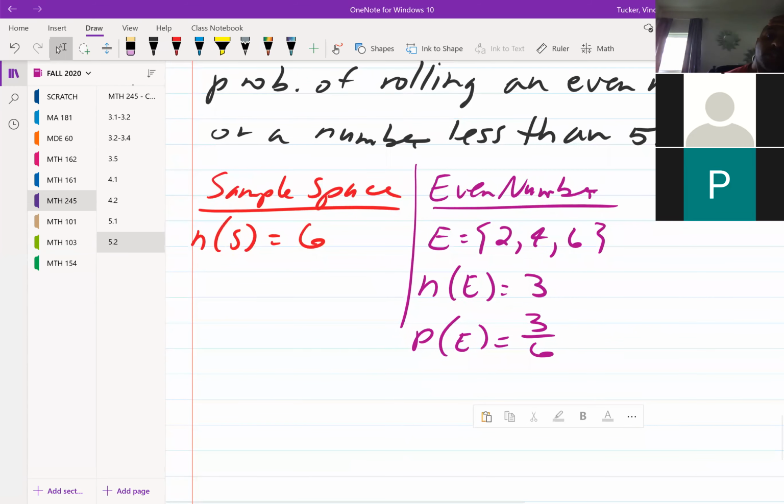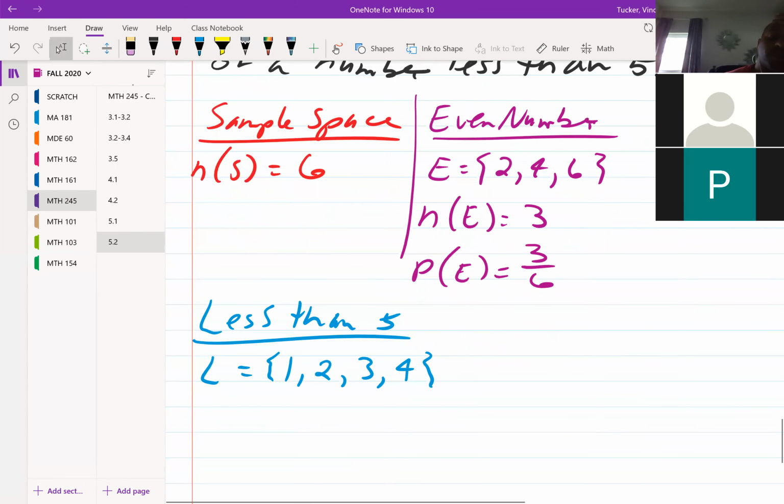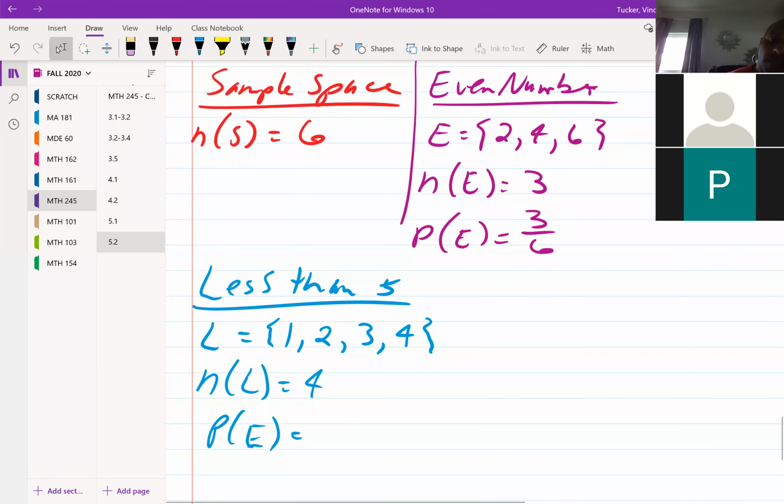All right. Number less than 5. We can call that L. Numbers less than 5: 1, 2, 3, and 4. Number of elements in this event would be 4. Probability of that occurring would be 4 out of 6.